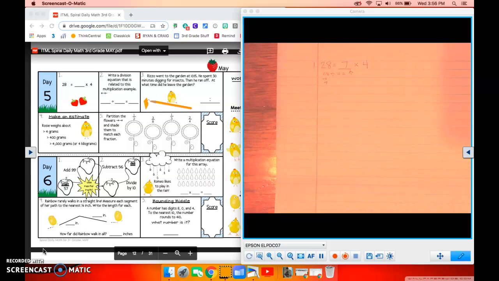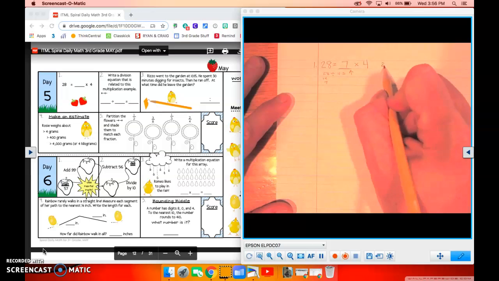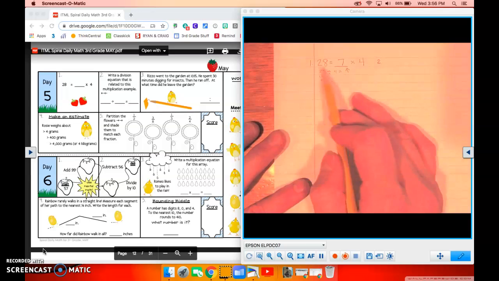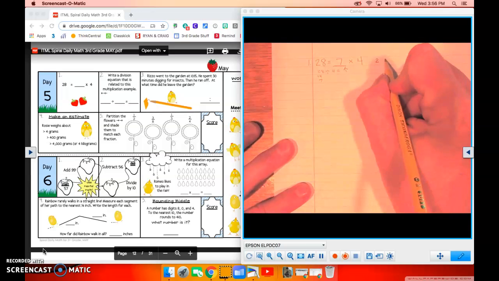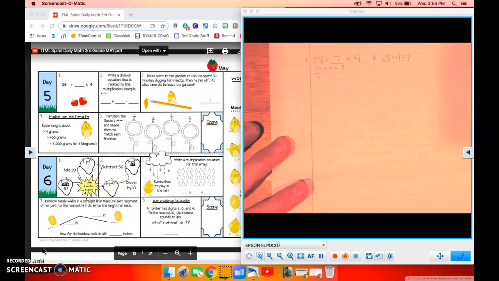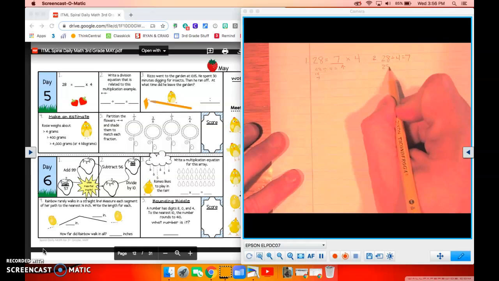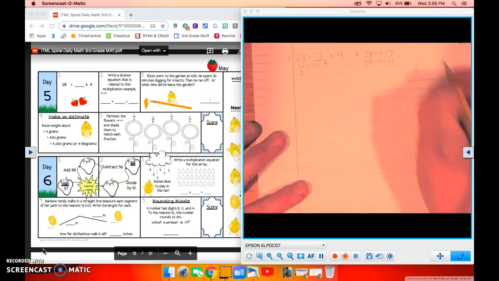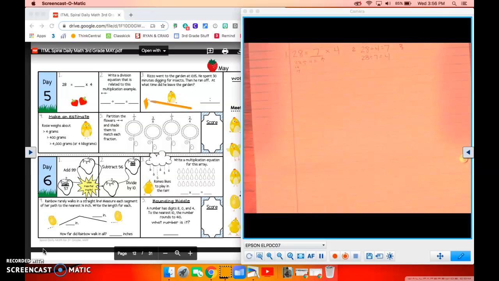All right. Number 2. Write a division equation that is related to this multiplication example. So 28 equals 7 times 4. We actually kind of did it already, didn't we? 28 divided by 4 equals 7. You could have 28 divided by 7 equals 4. Either one, same answers, right? Good to go.